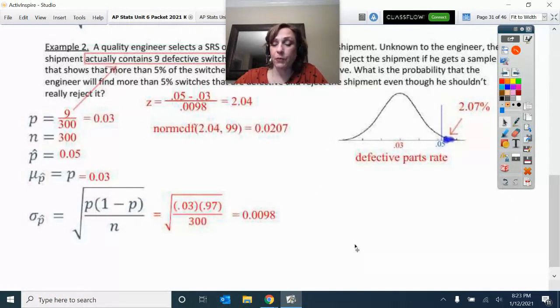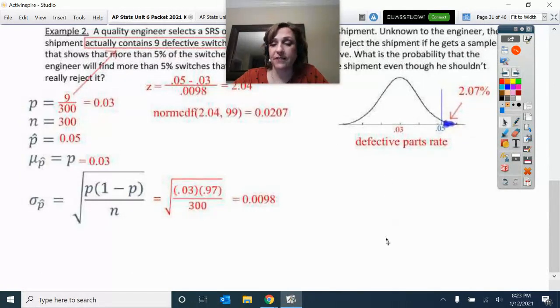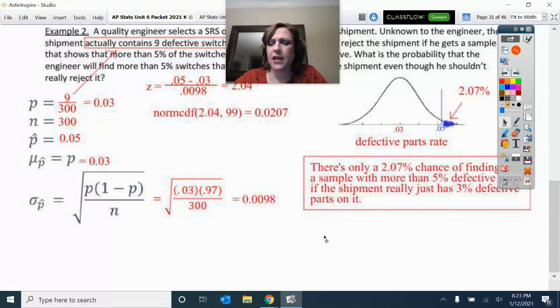So anyway, when we use normalcdf, that means there's only 2.07%, just a little over 2% of all the random samples he could collect, that would make him reject that shipment. So that's good. 98% of the time, he's going to get a sample and he'll say, all right, you're good to go, we accept your shipment. And they should, because it has only 3% defective. All right, so let's answer the questions here. There's only a 2.07% chance of finding a sample with more than 5% defective if the shipment really has just 3% defective parts.